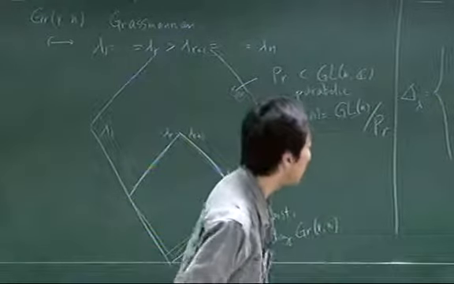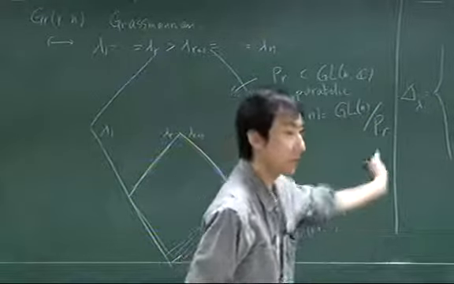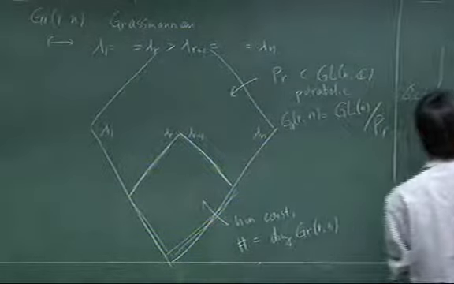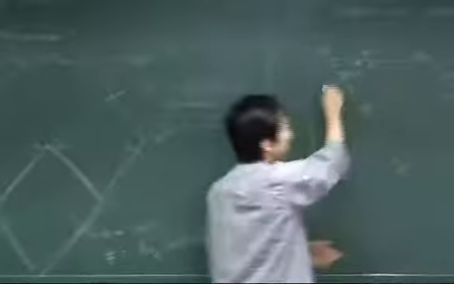So the polytope is all possible? Yes, all possible. Yes. Yeah, right. The support is fixed, and these are the coordinates on this.